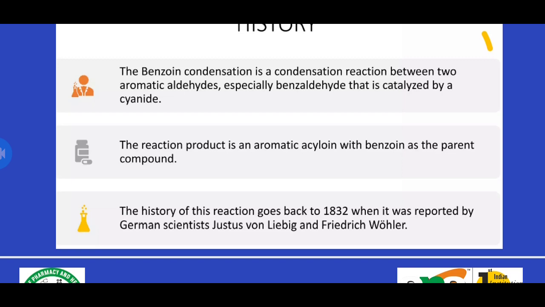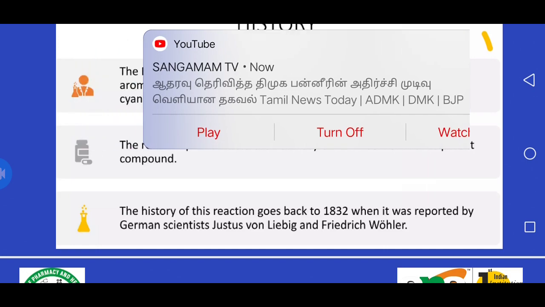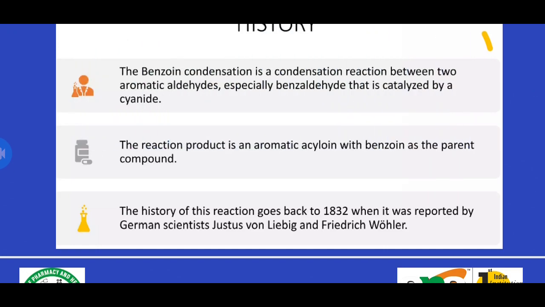This condensation reaction is due to the reaction between two aromatic aldehydes. Commonly we are using benzaldehyde. It is catalyzed by means of a cyanide. You will get a product known as benzoin, that is commonly called aromatic acyloin. Next, the history: it was given by the German scientists Justus von Liebig and Friedrich Wöhler in 1832. Now, this is the history of the benzoin condensation.